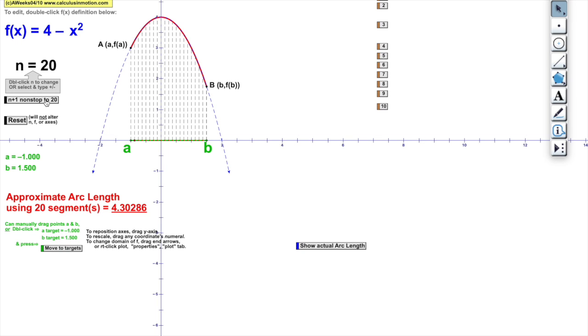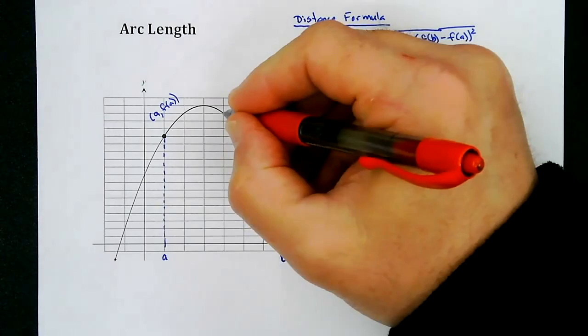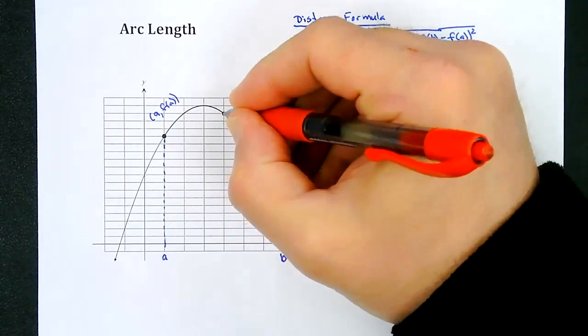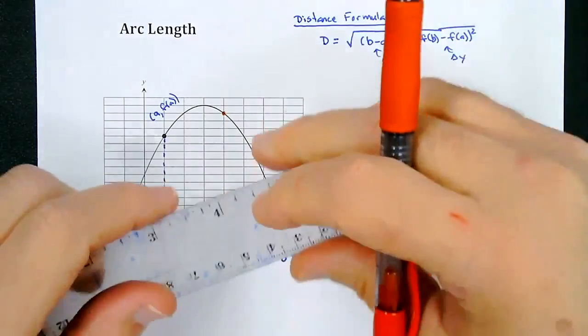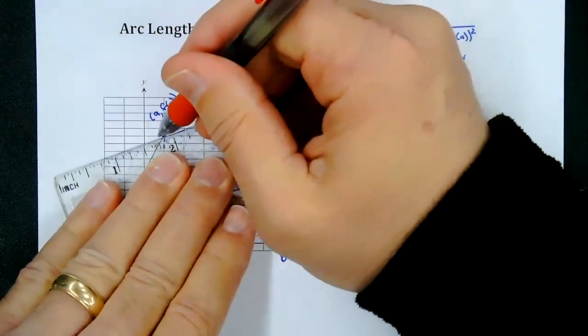All right, so let's show how we do this with calculus. I'm going to go back and show you. What I want to do is create a partition, which means I'm going to break this length into 2 segments. With my ruler, I'm going to connect these 2.